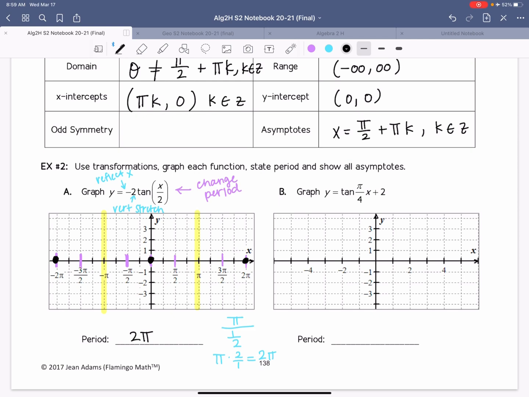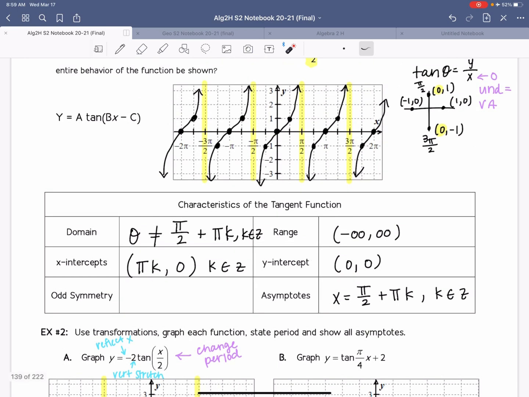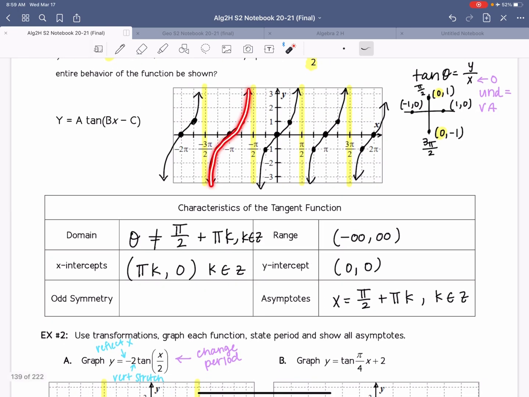Okay, normally tangent goes over 1, up 1, and then it goes left, down. Okay, because the normal graph looks like this. So that's our normal graph. So this is the direction. I always say the right side is high, left side is low.